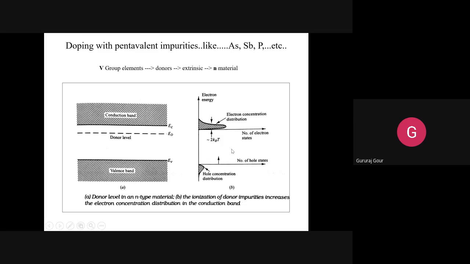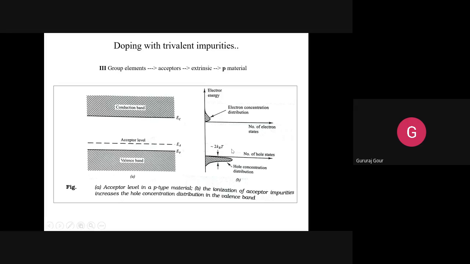You can see if we add the trivalent, it will increase the hole concentration. Now the holes have increased, but the electrons remain 10. Means the difference in comparison has now increased. That's all. So the hole concentration distribution is increased.